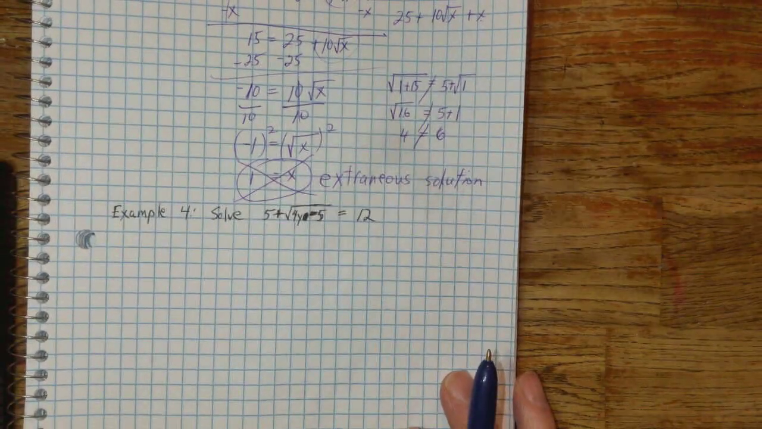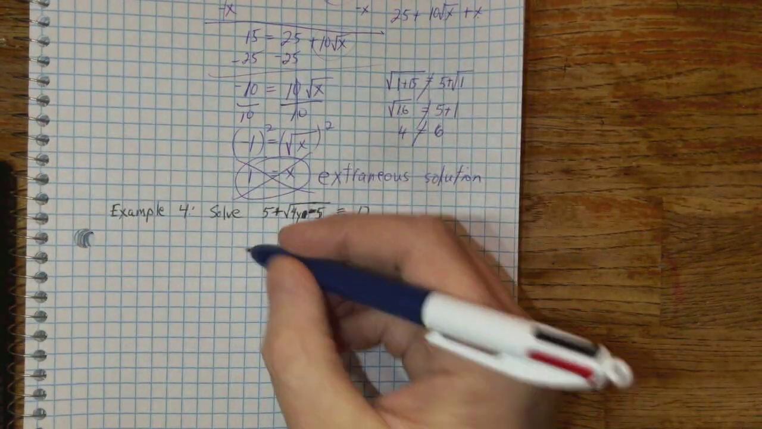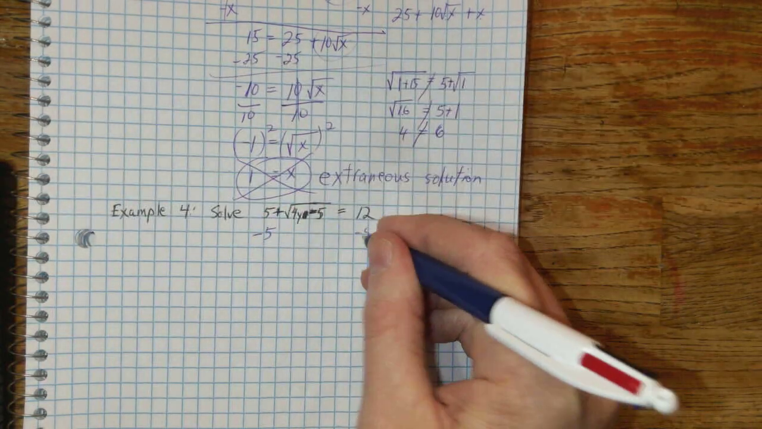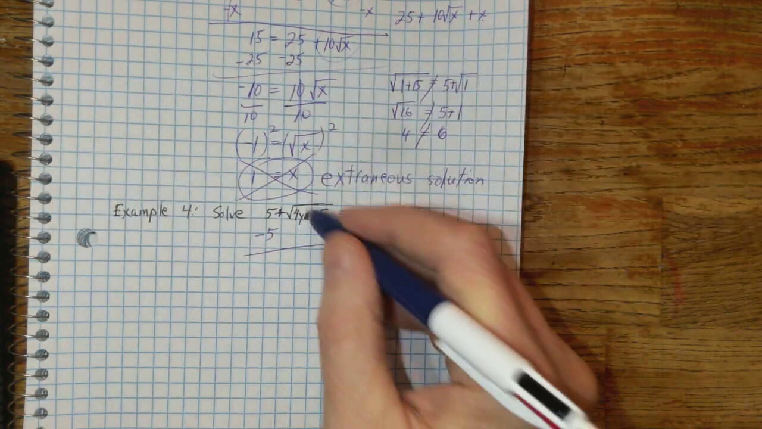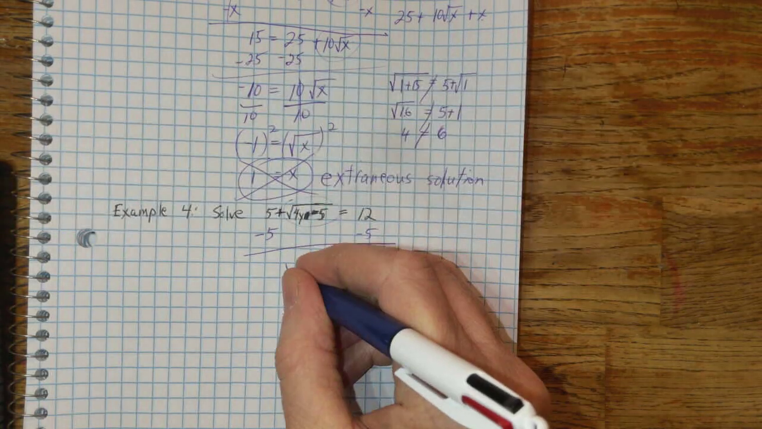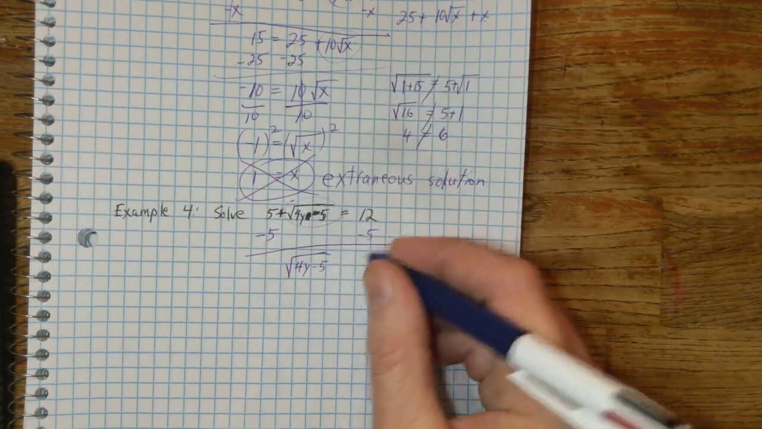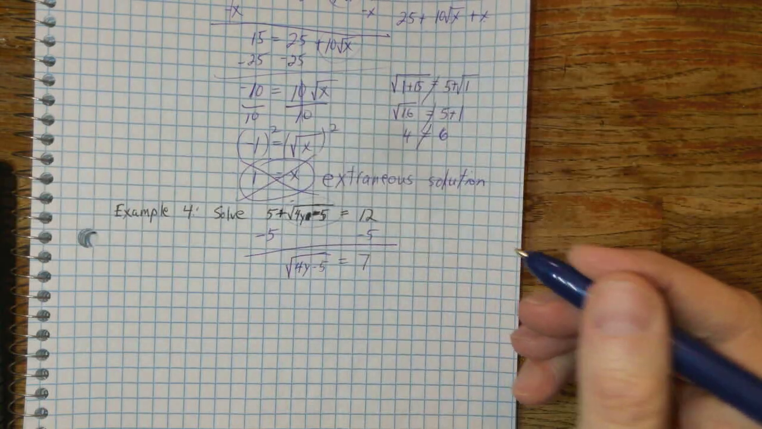Now, example 4. This is the last example I have for you. Let's subtract 5 from both sides. We are isolating this. And when I do that, I got the square root of 4y minus 5. That all is under the square root. And 12 minus 5 here is 7.